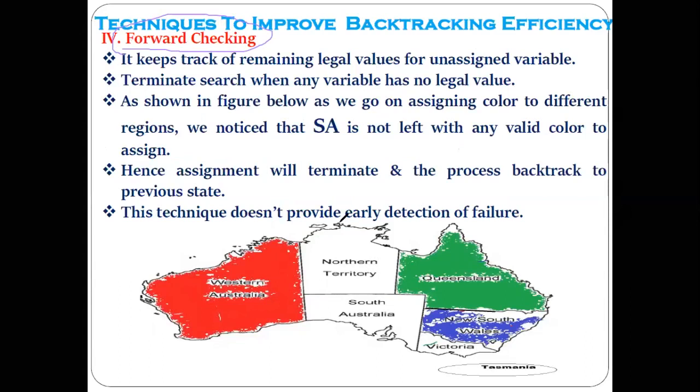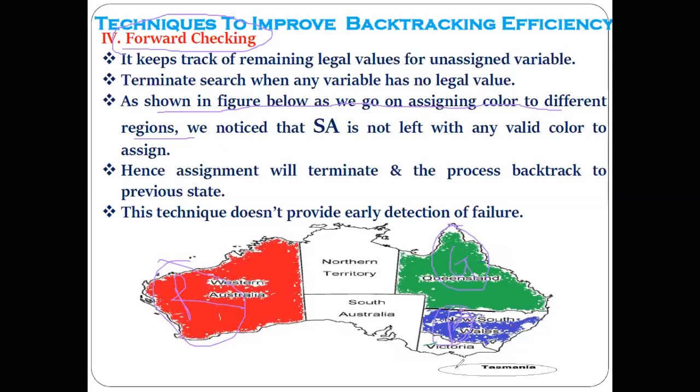The next technique is the forward checking technique. Okay. Now let's see. This technique works differently. Now we see the example. As you can see in the example, we go on assigning colors to the different regions. Now we assign, for example, red here. Then we randomly assign the green here. Then we randomly assign the blue here.